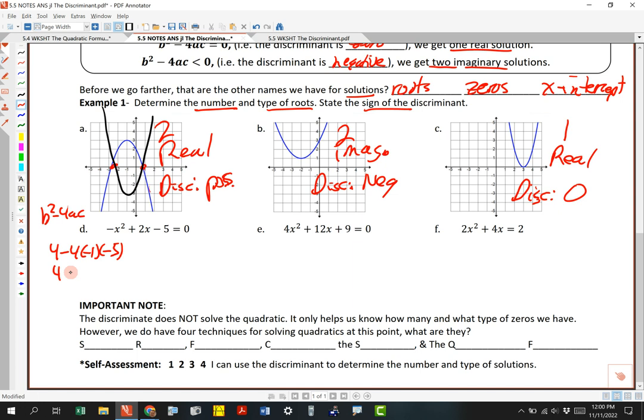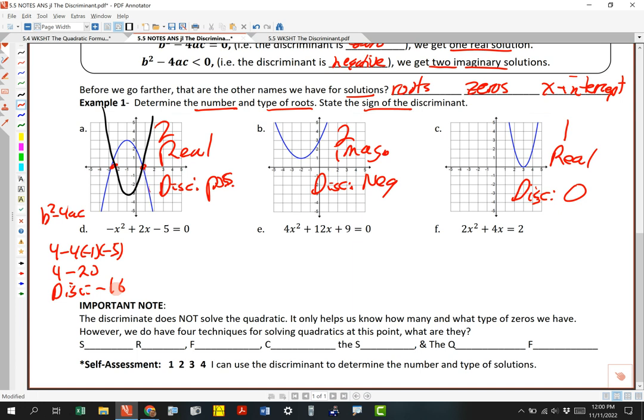It's going to be 4. Am I adding or subtracting? I'm subtracting. I need to know how much I'm subtracting. I'm subtracting quite a bit. I'm actually subtracting 20, right? So that means the discriminant in this case, we're going to write what it is. The discriminant in this case is negative 16.